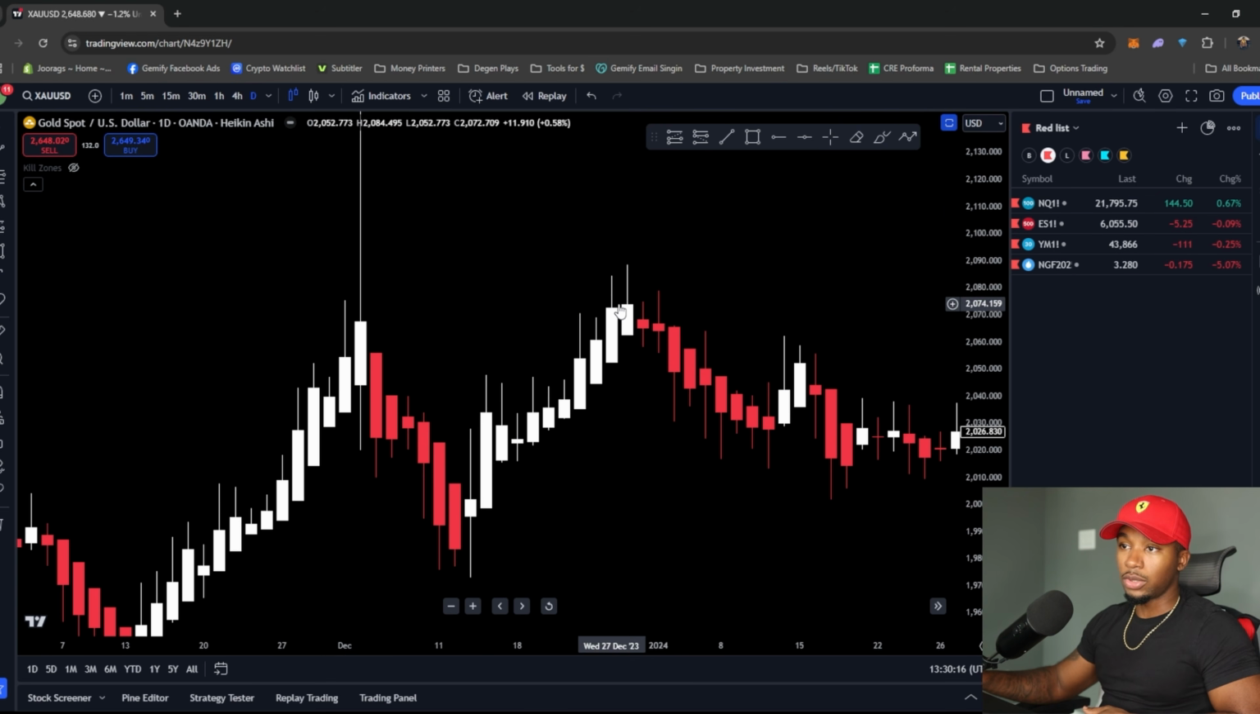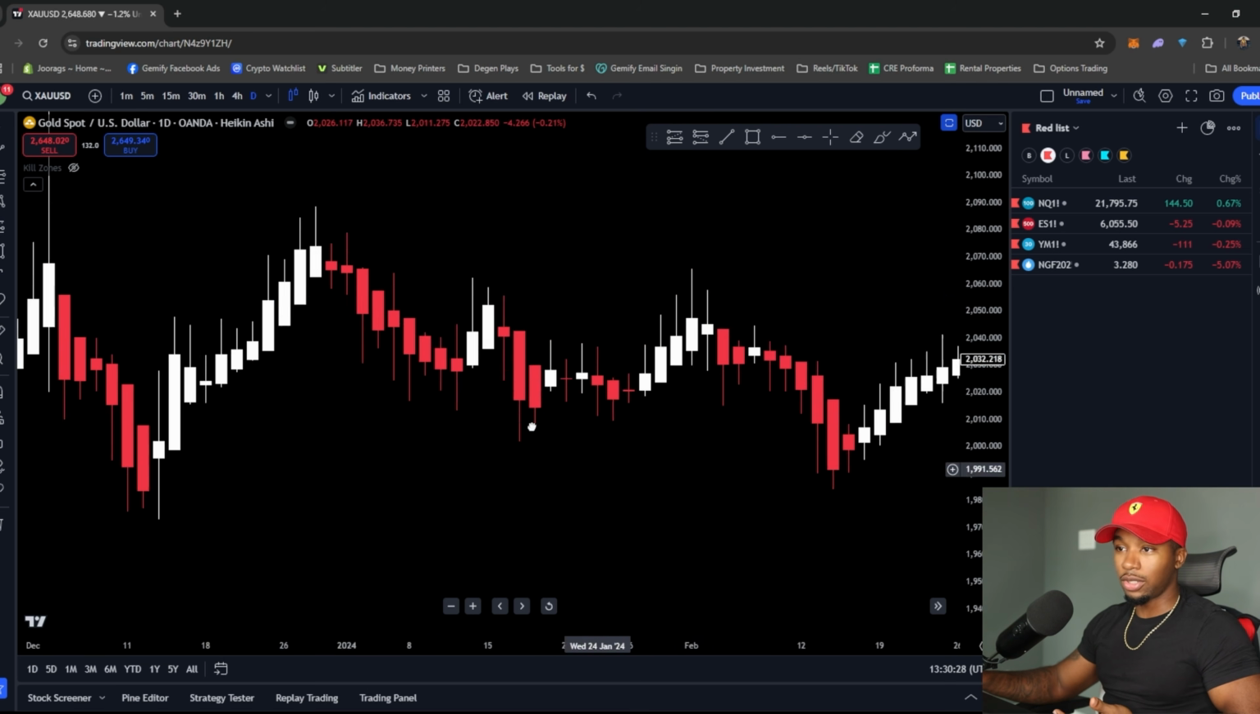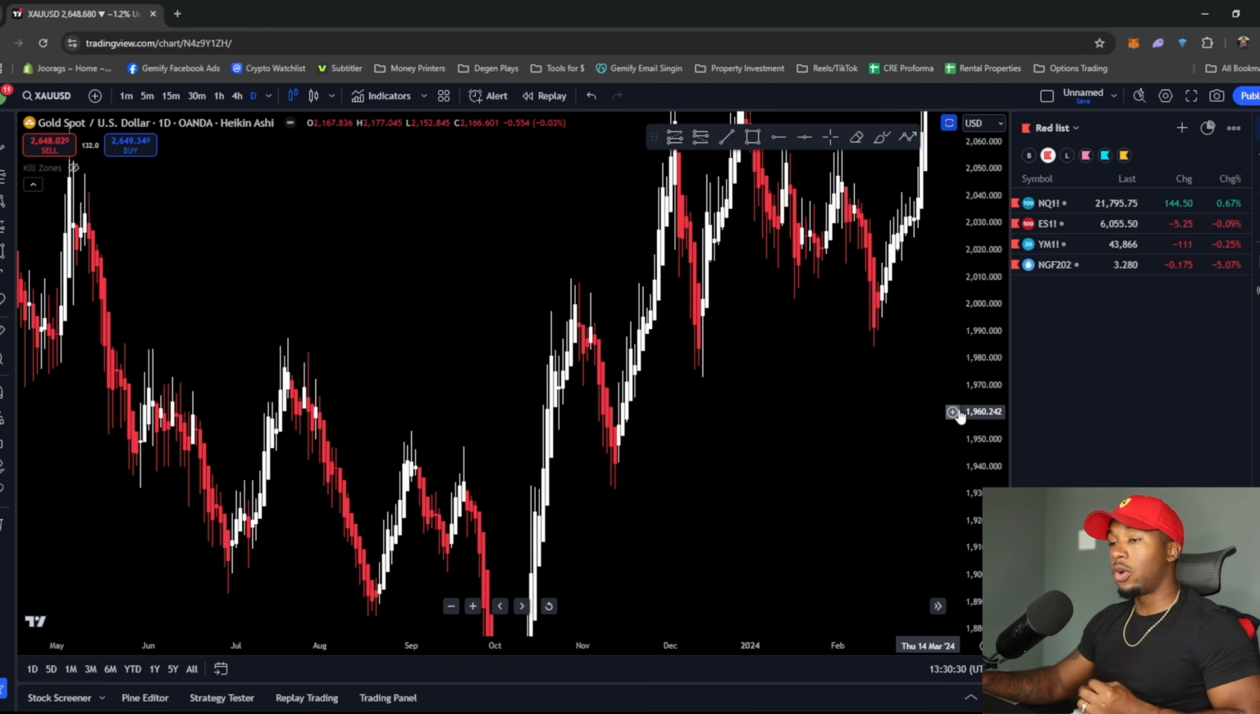Then right here, price is going up, we got our doji candlestick, small body, wick on the top and the bottom, and price started going down. Doji candlestick again right here, wick on the top and the bottom, price started going up. Doji candlestick again, price started going down. That's what I'm saying on Heikin Ashi.